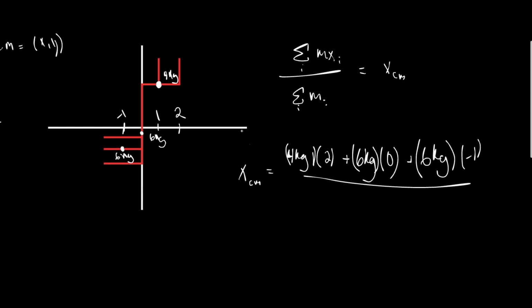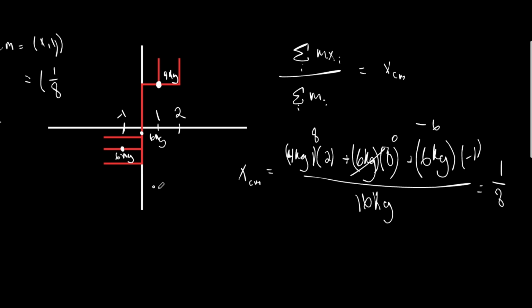Which would give me 16 kilograms. So 4 kilograms times 2 will be 8. This just goes to 0. And this just goes to -6. So 8 minus 6 is 2 over 16, or to simplify, it's 1 over 8. So that's our x coordinate. So our center of mass is going to be equal to 1 over 8.